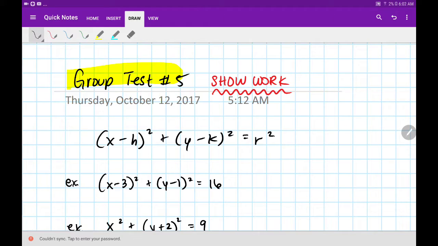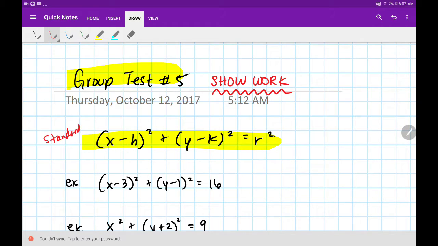So for many of you, this is the hardest problem on the test. And I just want to remind you, let's talk about the standard form of a circle. So this equation right here, (x - h)² + (y - k)² = r², that's the form of the circle that we are most familiar with.